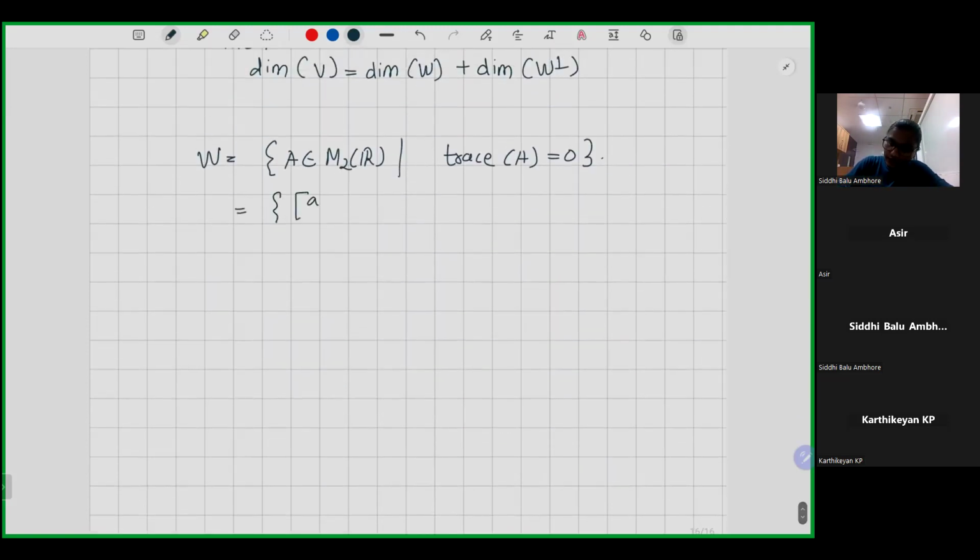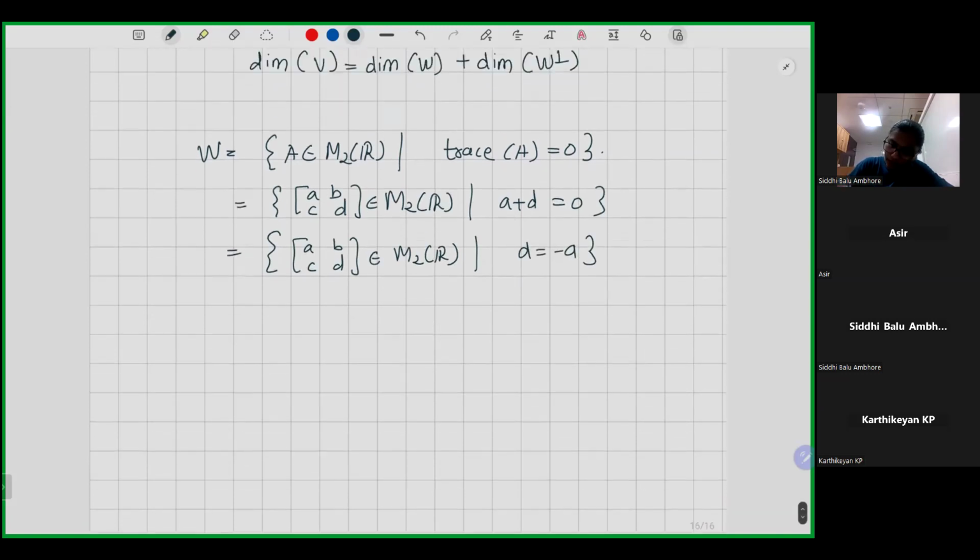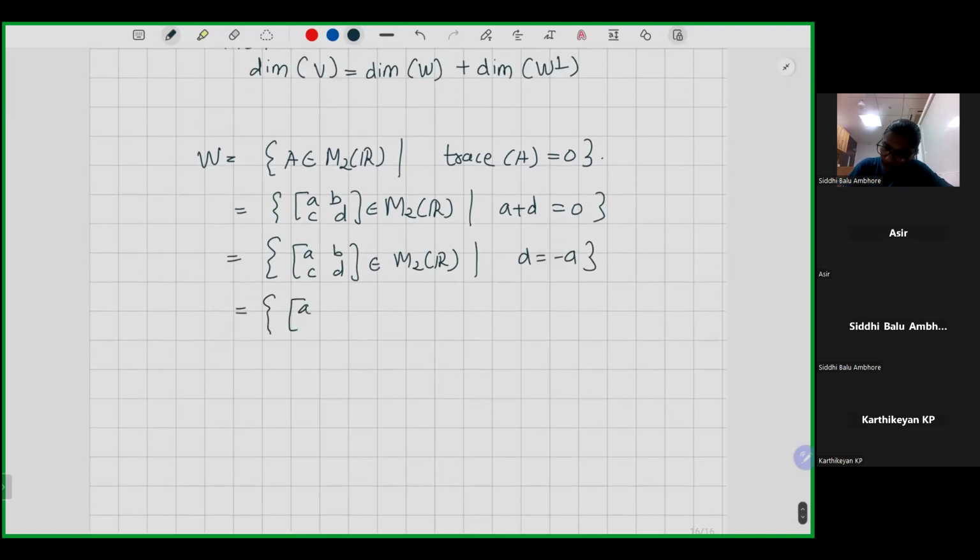So it is the set of A, B, C, D in M2R such that A plus D is equal to 0. So this is A, B, C, D in M2R such that D is equal to minus A. So in that case, it is A, B, C, minus A in M2R such that A, B and C are in R. So what is the dimension of W?